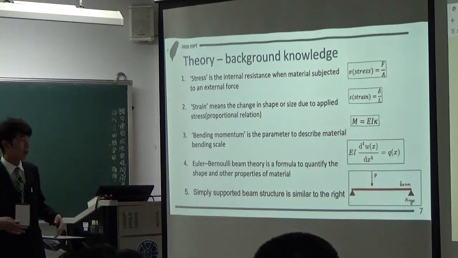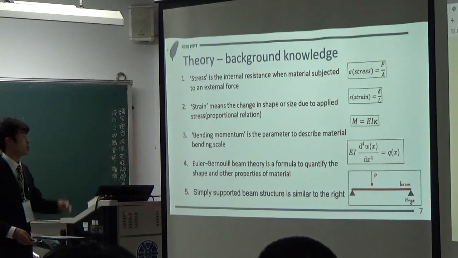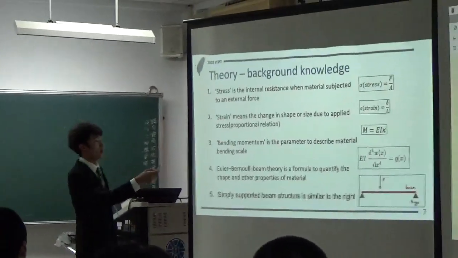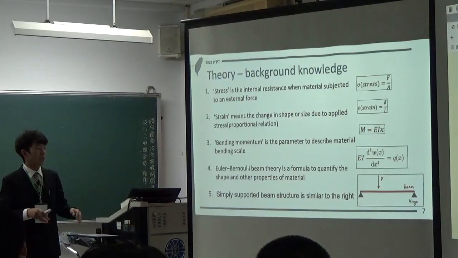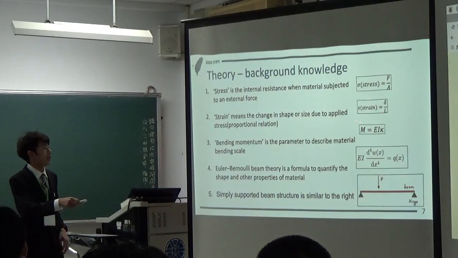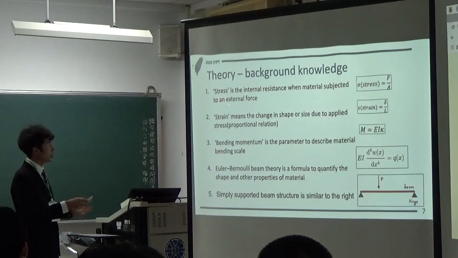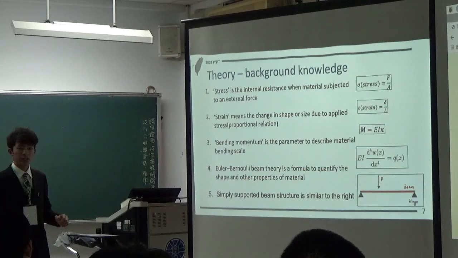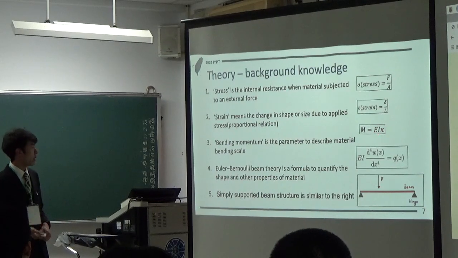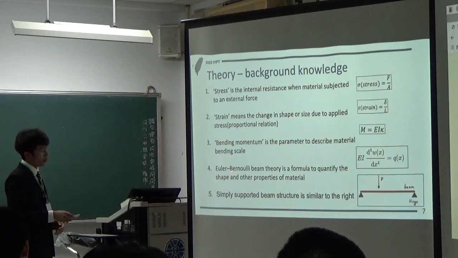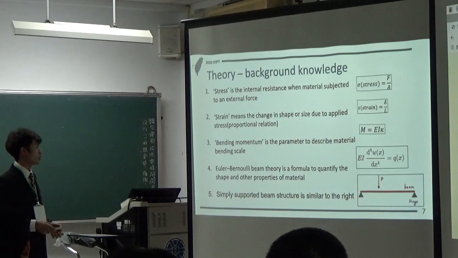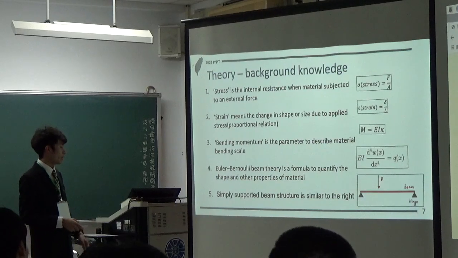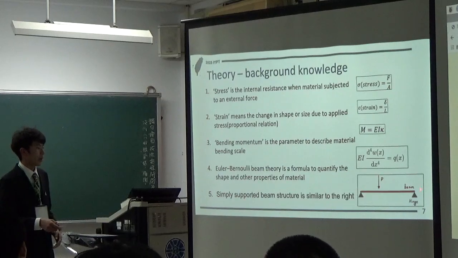Before talking about theory, we're going to talk about background knowledge. First we need stress. Stress is the internal resistance of a material subject to an external force. Strain means a change in shape or size due to applied stress. In that formula, we can tell that stress is related to strain. Then there is bending moment, the parameter describing material bending stress. It is related to the curvature. Then we need to review beam theory, a formula to quantify other properties of the material. This is what the simply supported beam structure looks like.